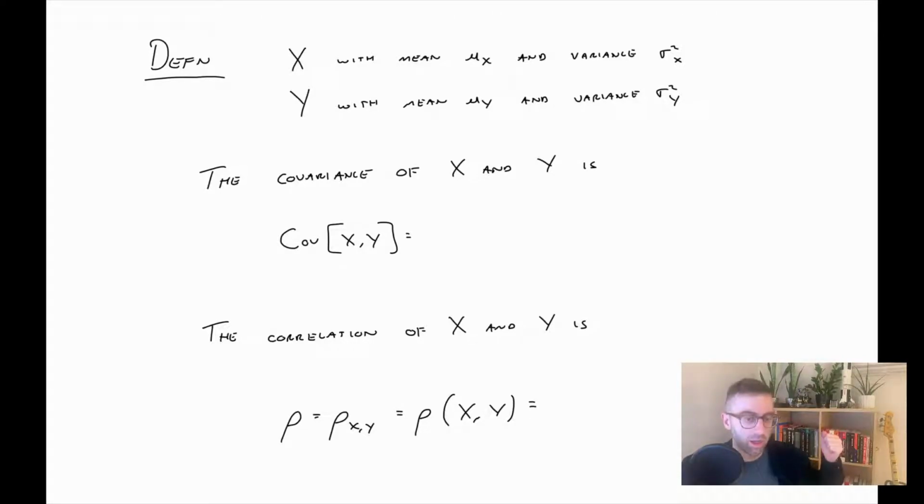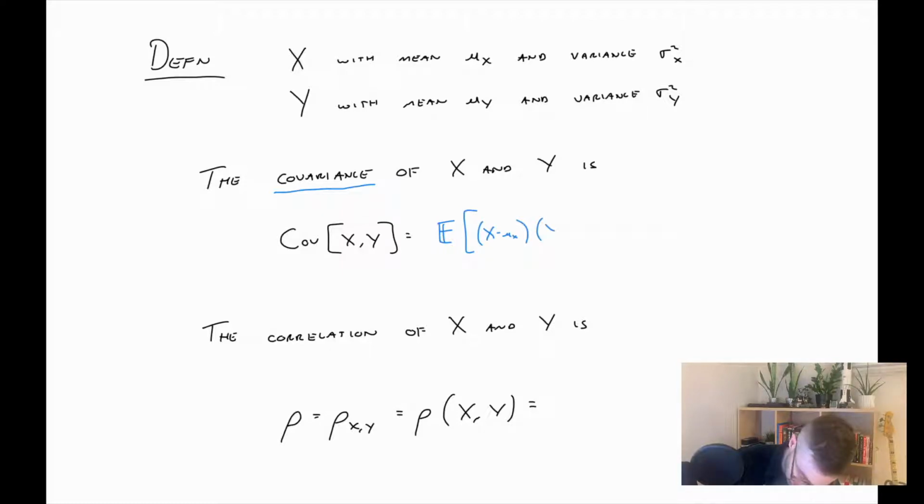Okay, so we're going to have two random variables here, X and Y. X has mean mu sub x, variance sigma squared sub x, similar for Y. First we can define the covariance of X and Y. That is the expected value of (X minus mu sub x) times (Y minus mu sub y).